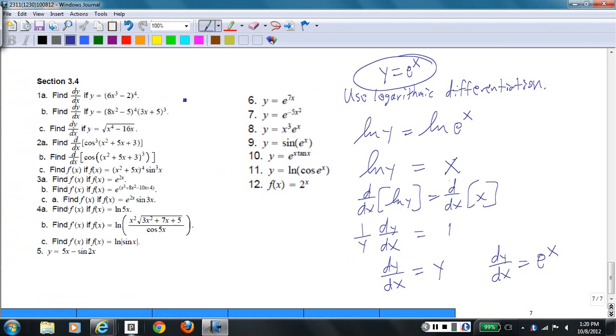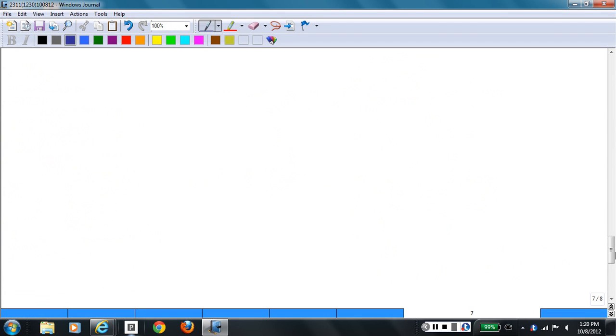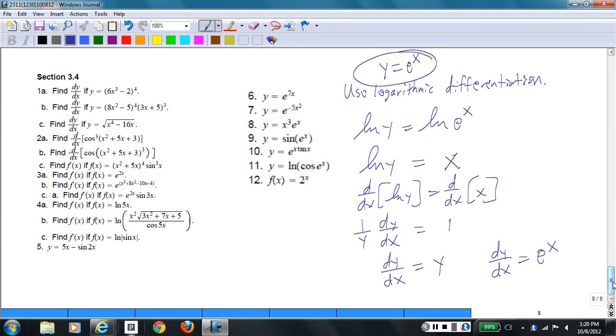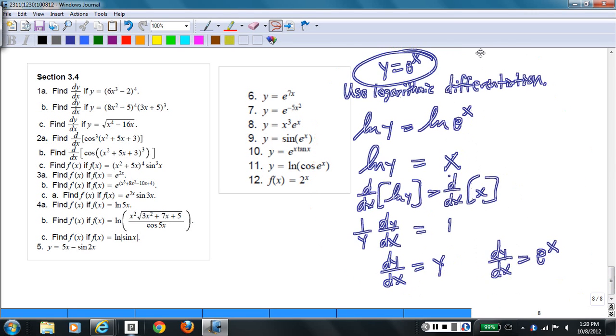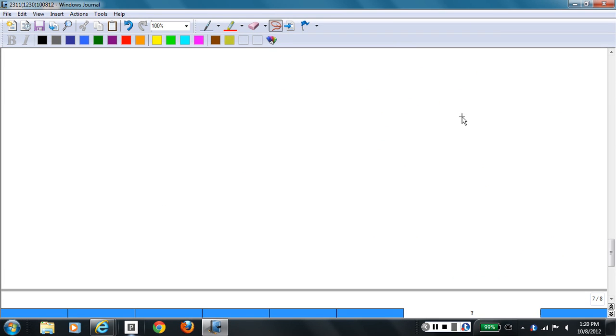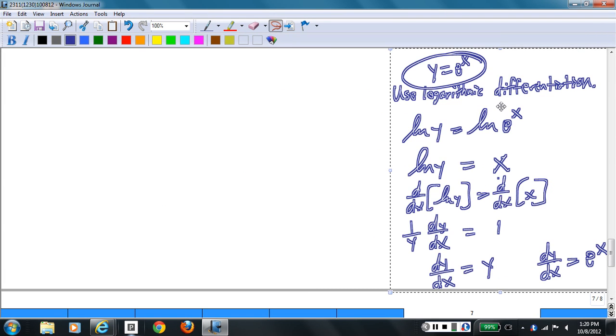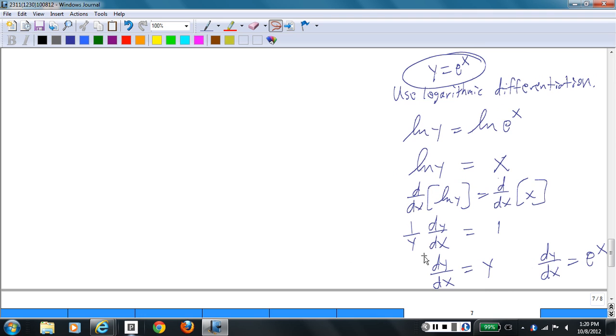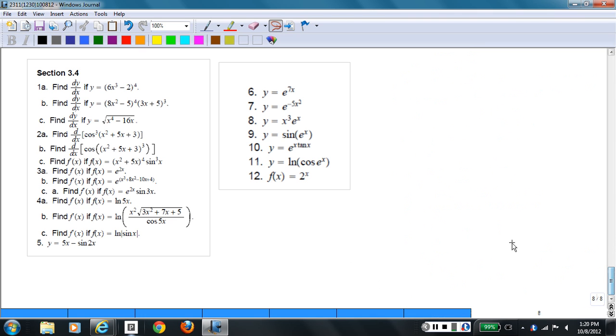I'd like to do this: insert a new page and take all this and put it on that page. Maybe that's better. Get that out of the way. Now we do problem 6.